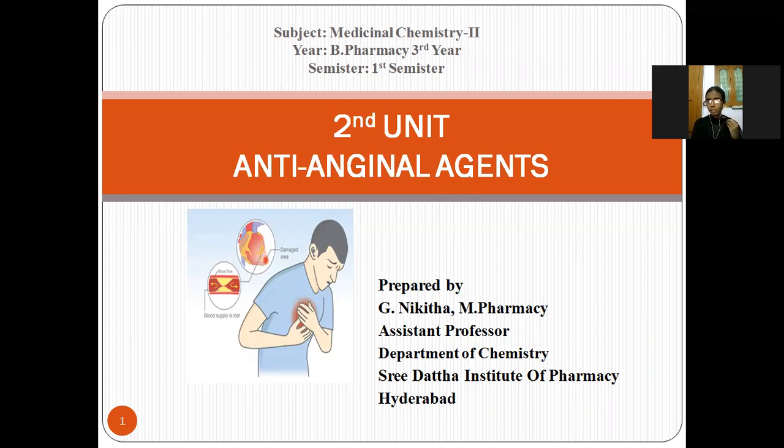So in this we will discuss the anti-anginal agents. It belongs to the second unit. Angina belongs to cardiovascular disease, which means it is related to heart disease.